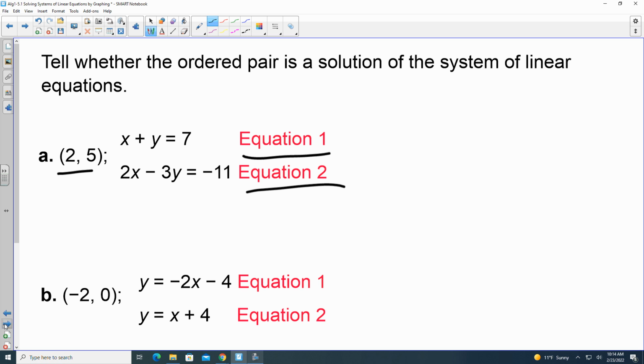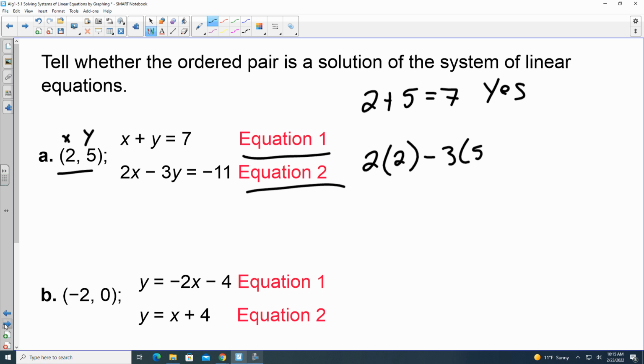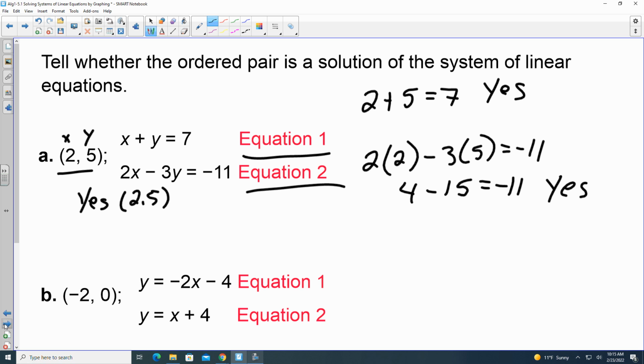So looking at equation 1, this is my x coordinate, this is my y coordinate. Can I say that 2 plus 5 equals 7? Is that true? The answer is yes. So it satisfies equation 1. Now I need to see if it satisfies equation 2. So I have 2 times 2 minus 3 times 5, and I want to see if this equals negative 11. Well, 2 times 2 is 4, minus 3 times 5, which is 15. Does that equal negative 11? The answer is yes. So since it satisfies both equation 1 and equation 2, I can say yes, (2, 5) is a solution.